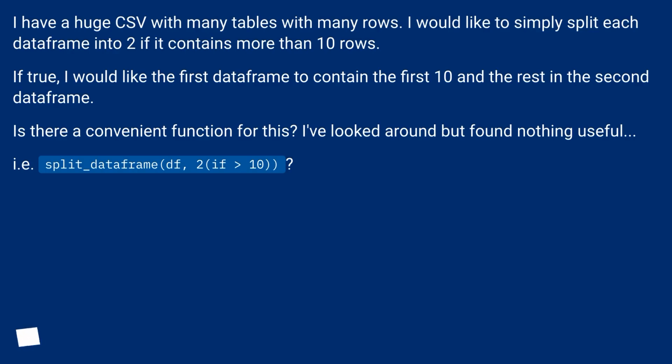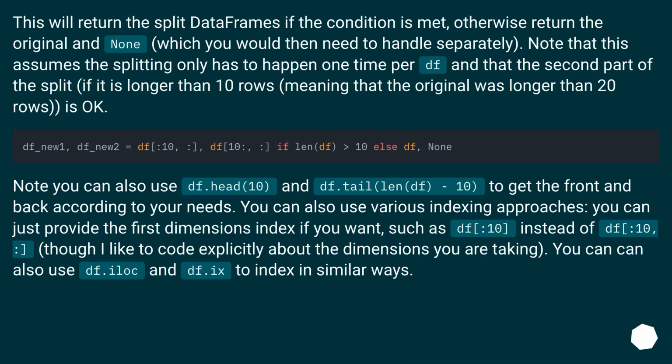I've looked around but found nothing useful, i.e., def split_dataframe, returning two if greater than 10. This will return the split data frames if the condition is met, otherwise return the original and None, which you would then need to handle separately.